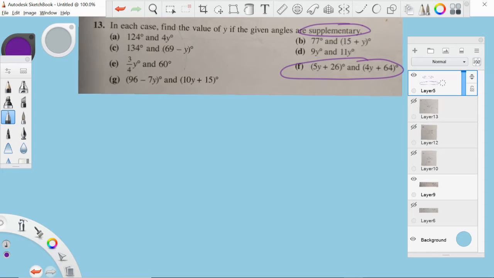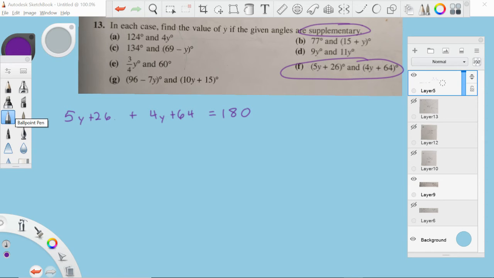If these two angles are supplementary, that means that 5y plus 26 degrees plus 4y plus 64 degrees is equal to 180 degrees. Again, we have an equation, and all we're going to do is combine our like terms and solve for the variable y. If you have a plus sign in front of your parentheses, you can just drop the parentheses. Also, we don't really need the degree symbols. So this is what we're actually trying to find here.